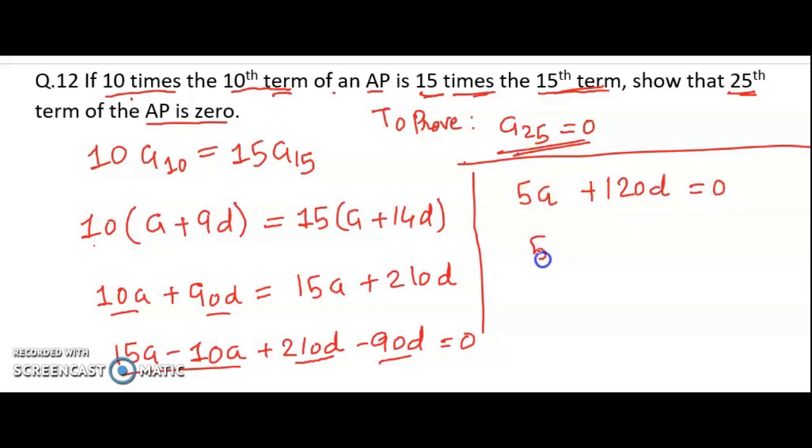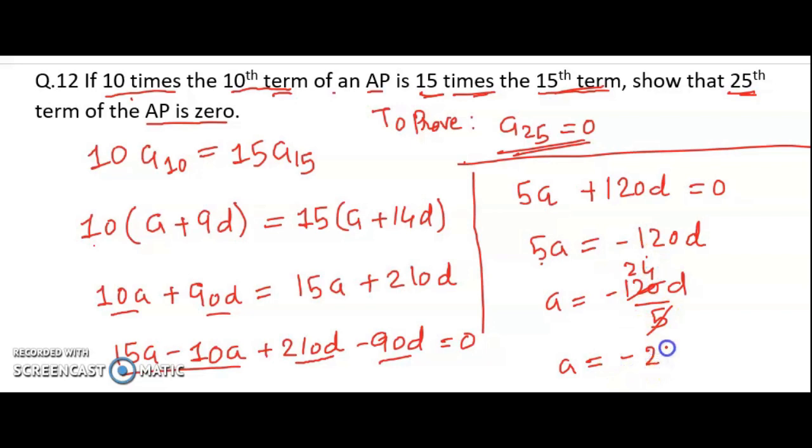Or we can say 5a equal to minus 120d. If you divide by 5, then we get a equal to minus 120d divided by 5. If you cancel this out, we will get 24. So we get a equal to minus 24d. So here we get one result: a equal to minus 24d.